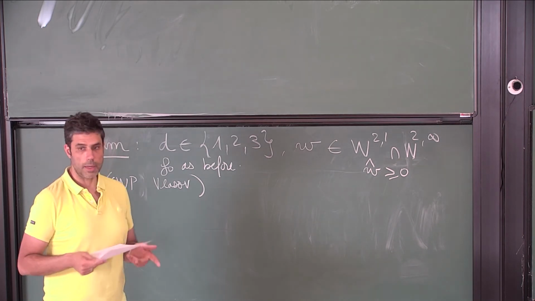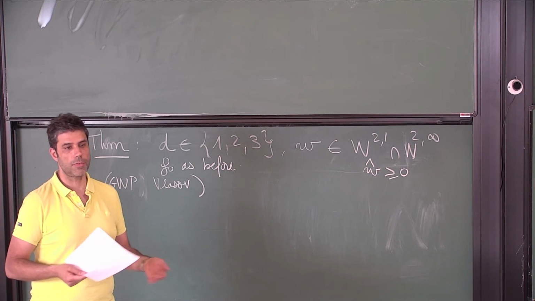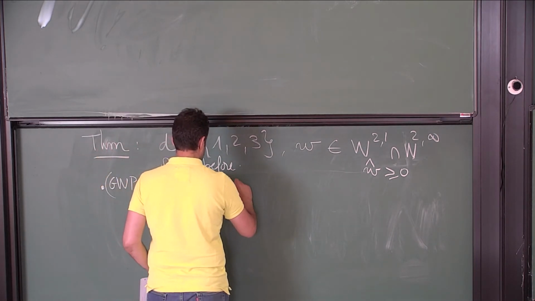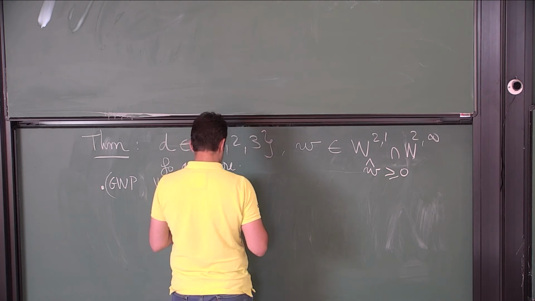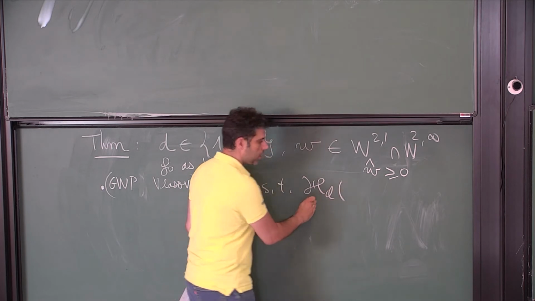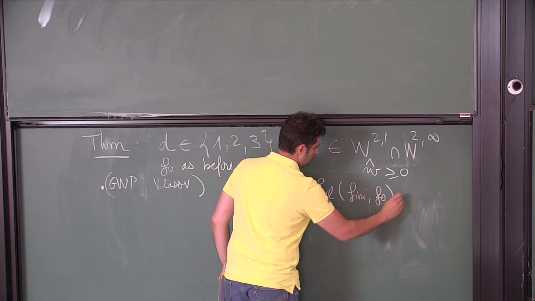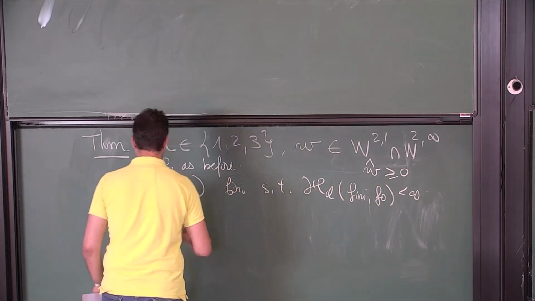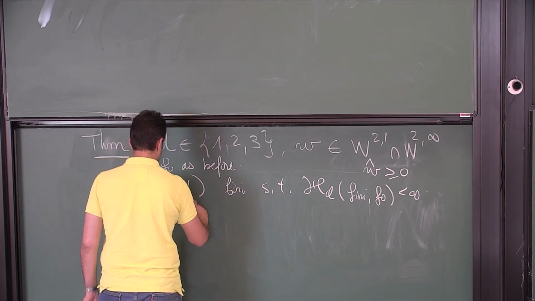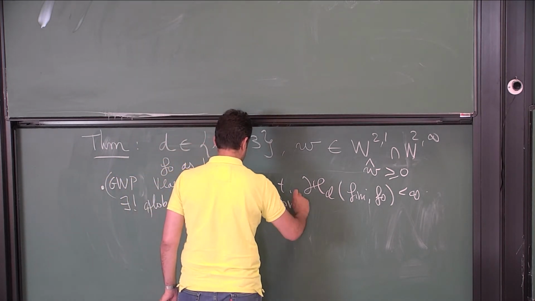Then I will show that there is a unique solution of Vlasov which has a finite relative entropy for all time. So you take an initial f such that the relative entropy, which I will define afterwards, with respect to the gas is finite, then there exists a unique global solution to Vlasov, f.